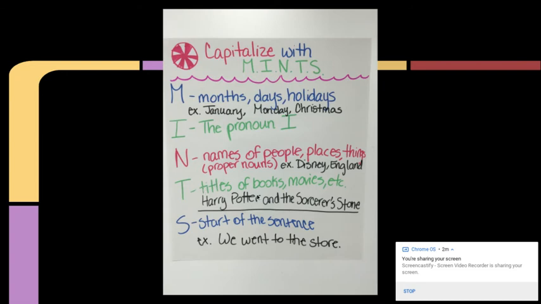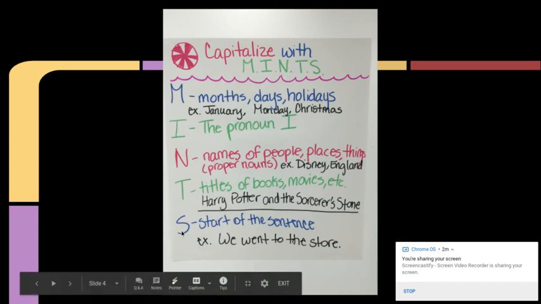The T stands for titles of books, movies, etc. So for example, Harry Potter and the Sorcerer's Stone. And then the last one is the S, and that stands for the start of a sentence. So, for example, we went to the store. You'll notice that the W is capitalized.